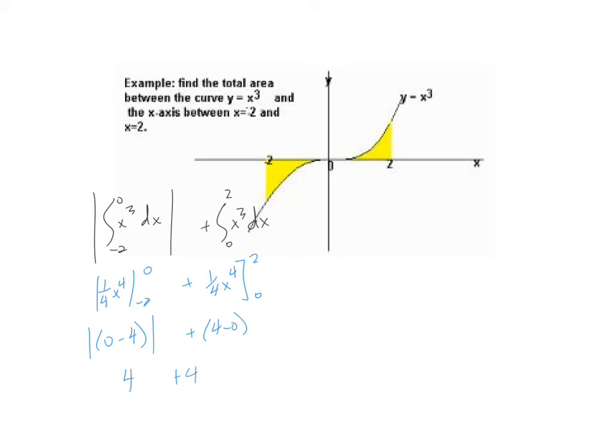So again, these are both symmetrical pieces. This one's 4, that one's 4. Add the two together, total area will be 8.